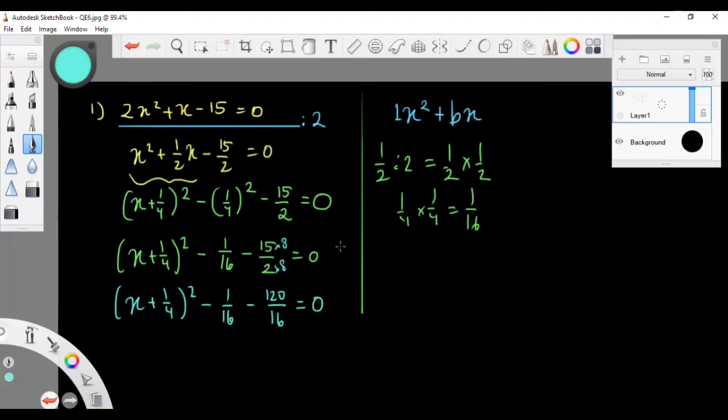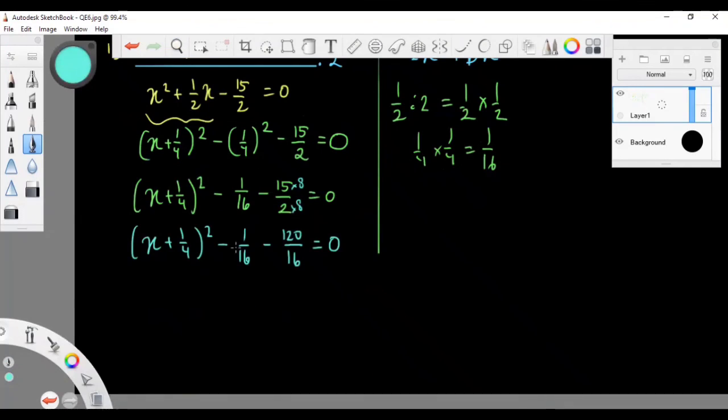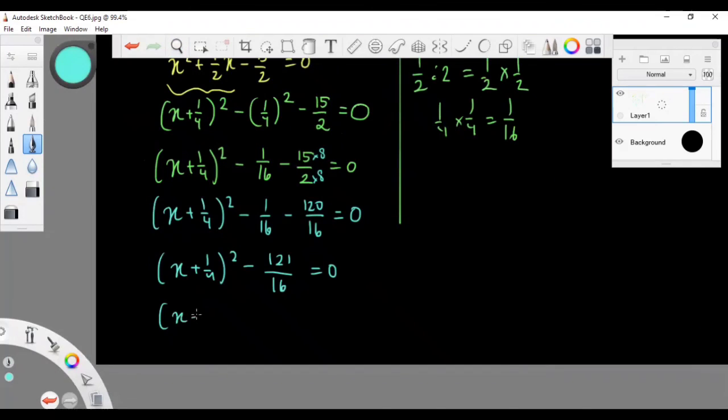And what next we can do, as usual, is add 1 plus 120, so 121/16. It's the same method, but the harder understanding is about the fractions. Next, we have x plus 1/4 squared equals 121/16. Since 121 and 16 are square numbers, it can simply be square rooted out. So square root both sides.